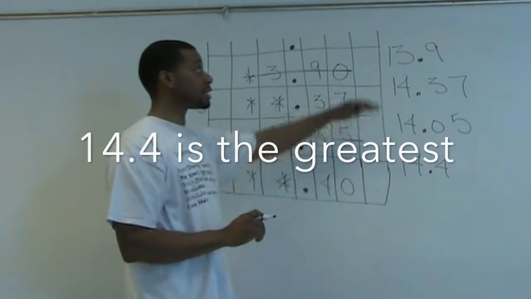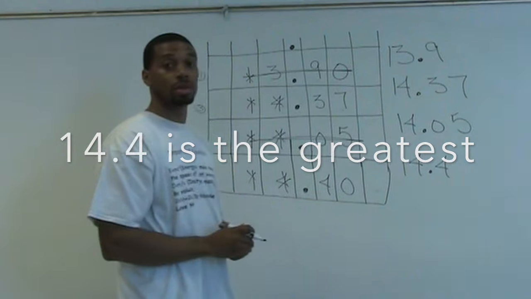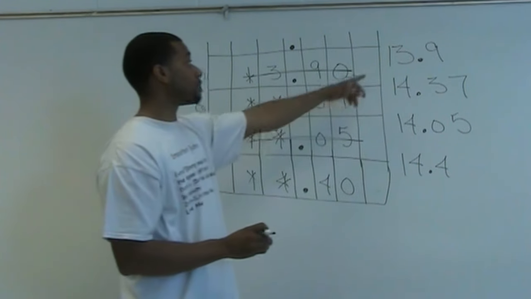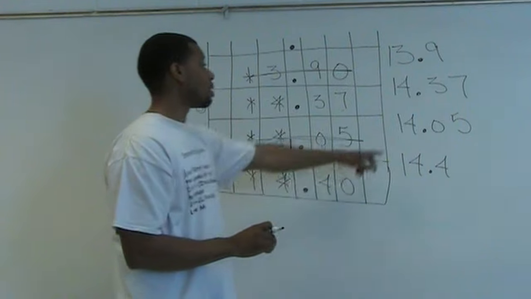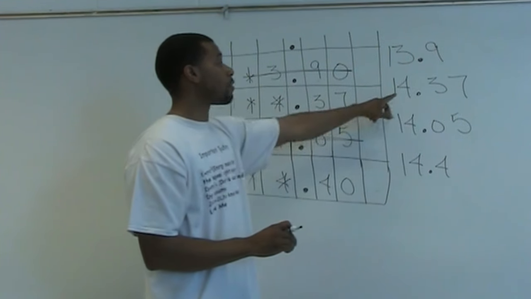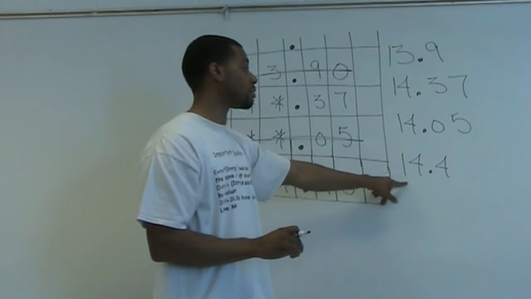So if I'm listing these numbers in order from least to greatest, it would be 13 and 9 tenths, 14 and 5 hundredths, 14 and 37 hundredths, and then 14 and 4 tenths.